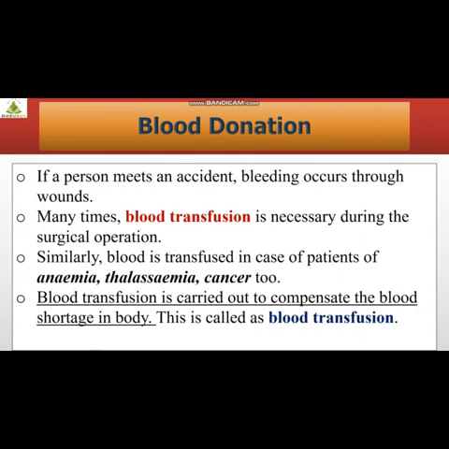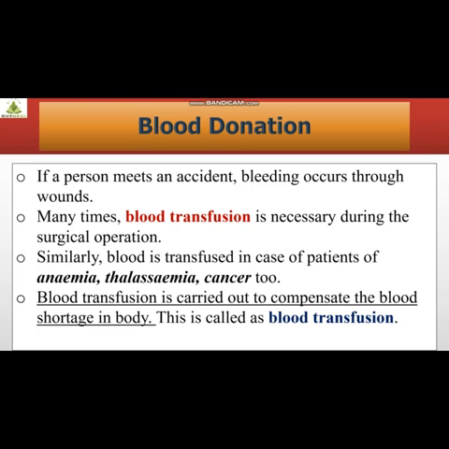Let us understand blood donation. If a person meets with an accident, what happens? Bleeding occurs through that wound. Many times blood transfusion is necessary during a surgical operation. Blood transfusion means transfer of blood. Blood is required for that patient, for that victim. Similarly, blood is transfused in case of patients of anemia, thalassemia, cancer. These are diseases which you are going to learn in higher classes in detail. Remember, for these diseases, blood is transfused, that is, blood is transferred to these patients.